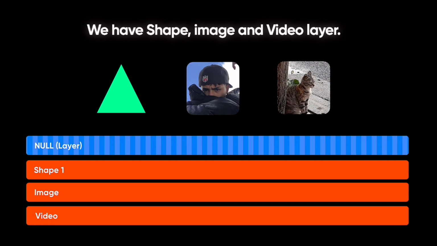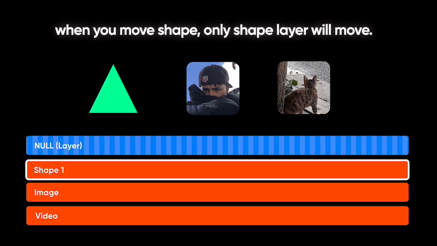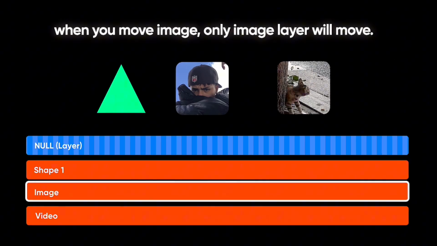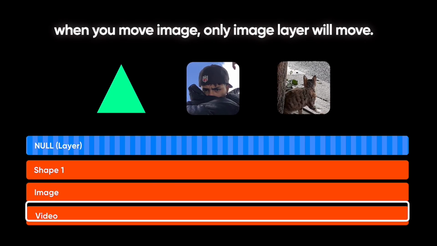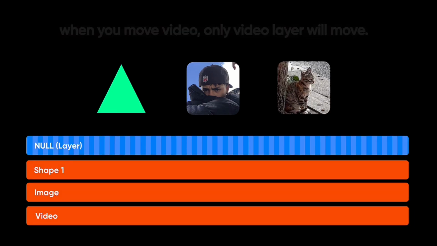Okay guys, so imagine we have some layers in Alight Motion, like a shape, an image and a video layer. When you move the shape, only the shape layer will move like this. And when you move the image, only the image layer will move like this. And the same when you move the video, only the video layer will move, because we have selected a single layer. So now I will show you how you can use null.